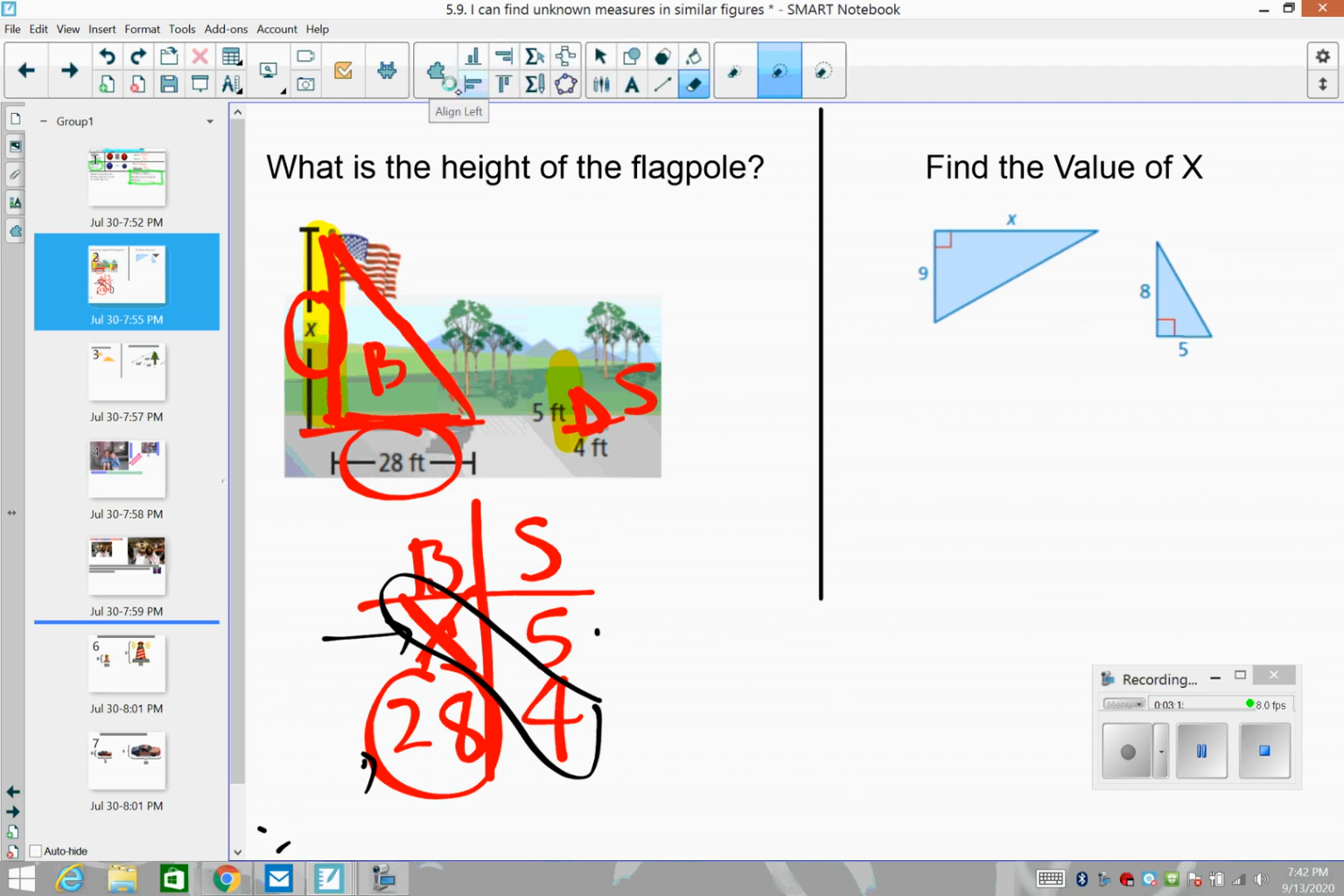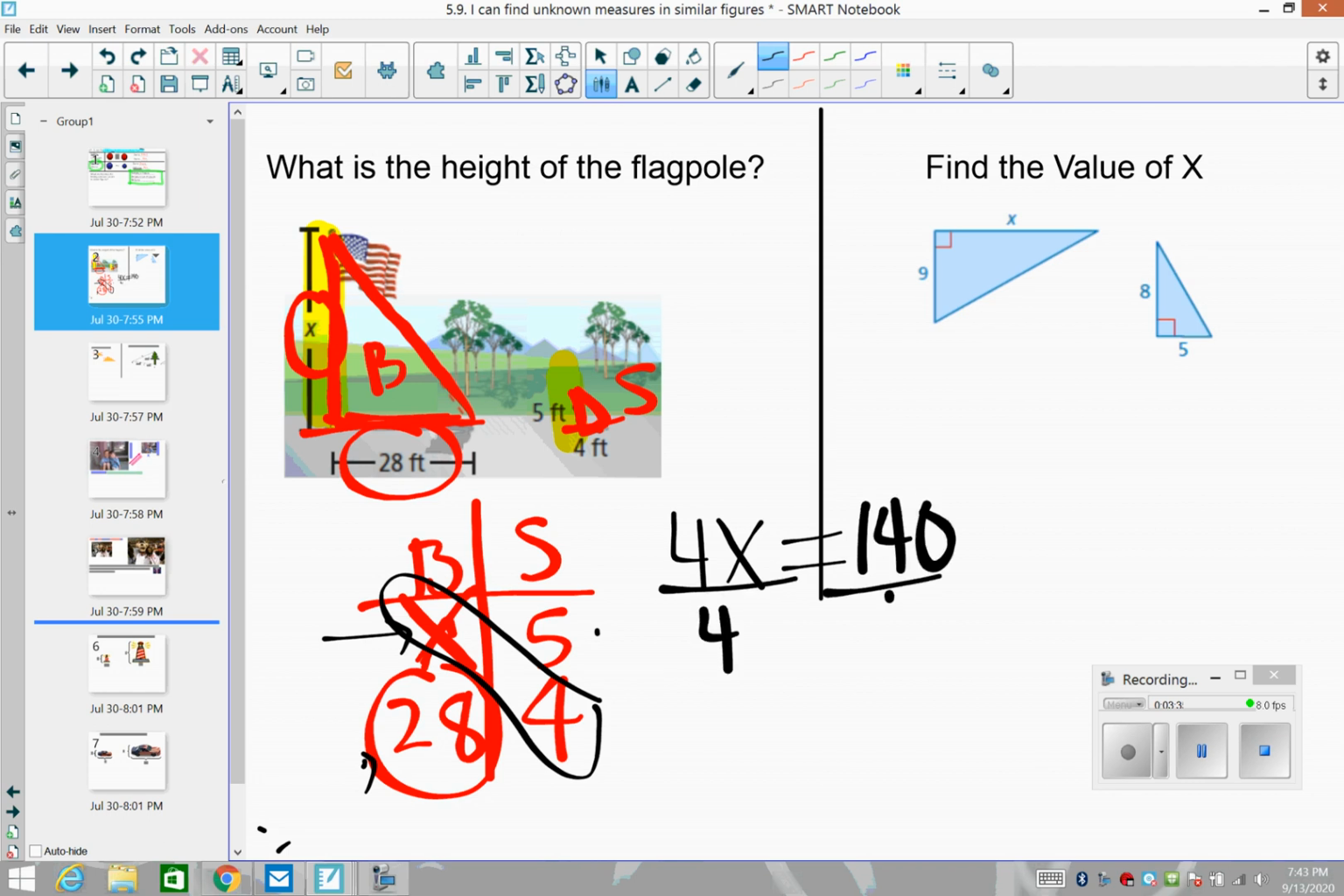All right, so let's multiply that out here. So when we multiply that out, we get 4 times x equals 28 times 5. Should have probably grabbed that calculator here, but 28 times 5 is 140. Divide by 4, copy paste. So we get x equals that the height of the flagpole is 35 feet. So height of flagpole is 35 feet.